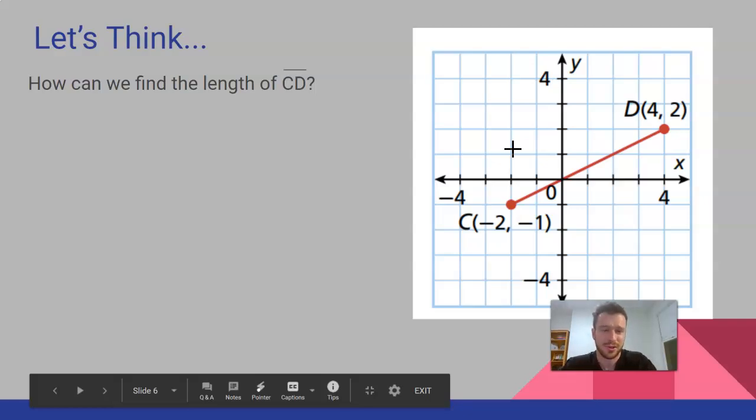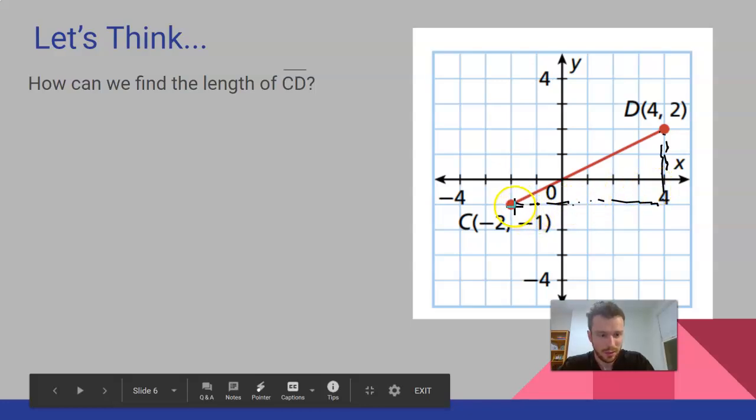But here's a trick. This slanted segment looks like the hypotenuse of a right triangle. So what we can do is go horizontally from this point till we get to that point, and then we can go vertically up to it, and now we have a triangle.